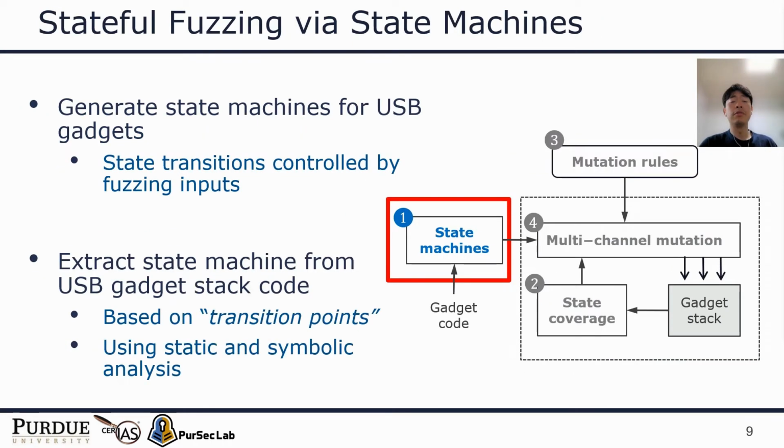We build a custom state machine from USB gadget code, so our state machine is focused on representing stateful behavior of a USB gadget. Particularly in our state machine, state and transition are related to program points where input is taken from an input channel, so that we make the whole state machine fully controllable by our fuzzing inputs. We call such a program point a transition point, and we extract the state machine using program analysis techniques.